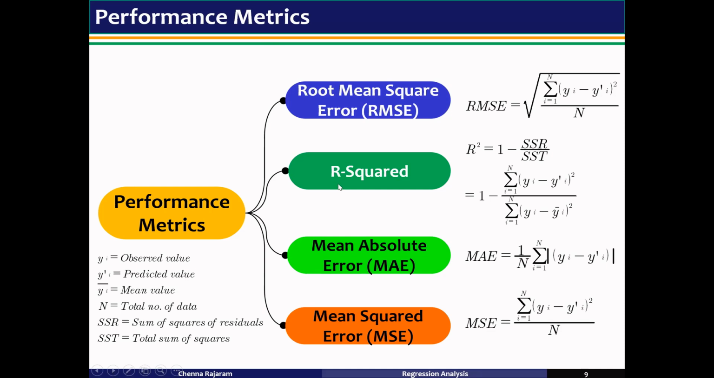Next, R squared. R square is the measure of goodness of fit of the model to the observed data, indicating how well the model predictions match the actual data points.